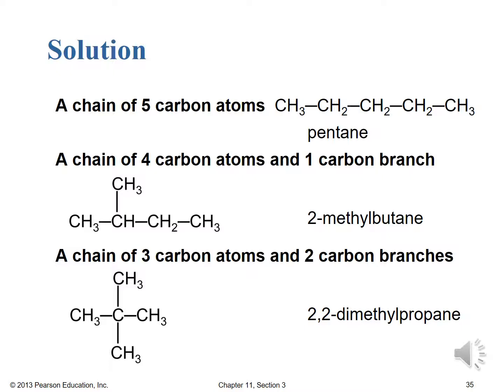And then finally, if you decrease the carbon chain length to 3 carbons for a propane and take that center carbon and put 2 methyl groups on it, that's the other structural isomer of the C5H12 formula. And so we end up with 2,2-dimethylpropane. So hopefully coming up with those structures and their names has become quite easy at this point.